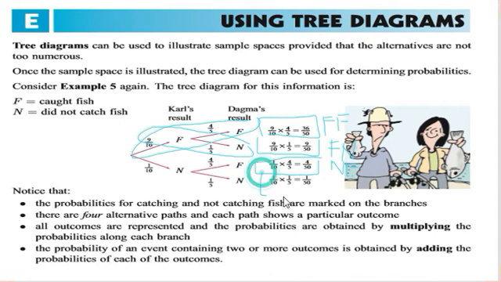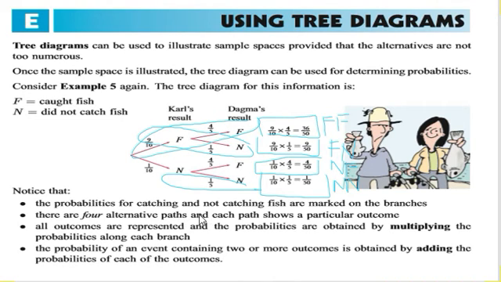And then let's go here to the last one. Now we have the last result, this one, NN. Both of them not catching a fish is 1 out of 50. A very thin probability for not catching. Okay, so we have here, these are the observations. The probabilities for catching and not catching fish are marked in the branches.